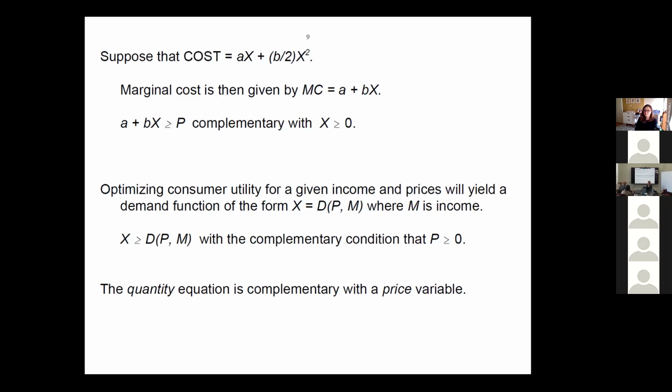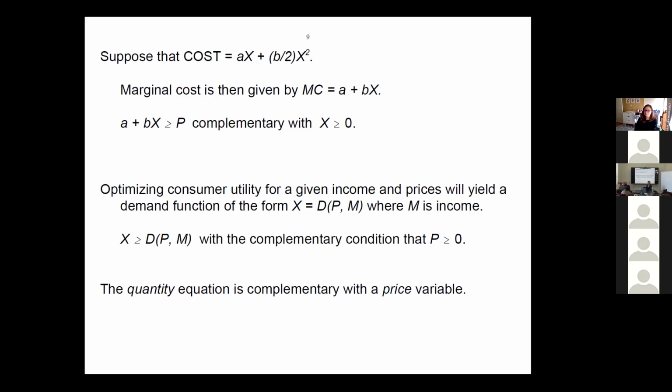So then on the demand side of the market, there's also an optimization problem. You can see why you can't just treat this as a single optimization problem. So the consumer maximizes utility for given income and prices, and that yields a demand function of the form X is a function of P and M, where M is income. So there the inequality is going to be X greater than or equal to demand, with a complementary condition that P is greater than or equal to 0.